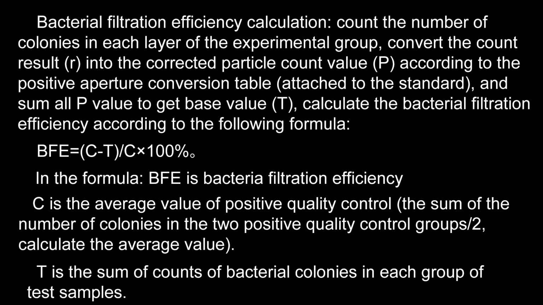In the formula, BFE is bacterial filtration efficiency. C is the average value of positive quality control, the sum of the number of colonies in the two positive quality control groups divided by 2 to calculate the average value. T is the sum of counts of bacterial colonies in each group of test samples.